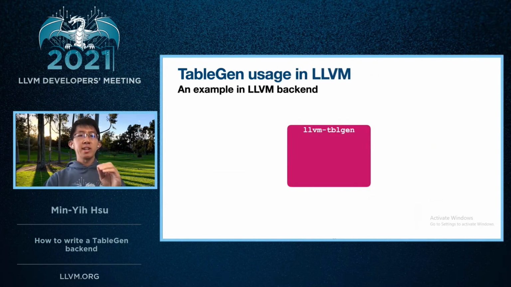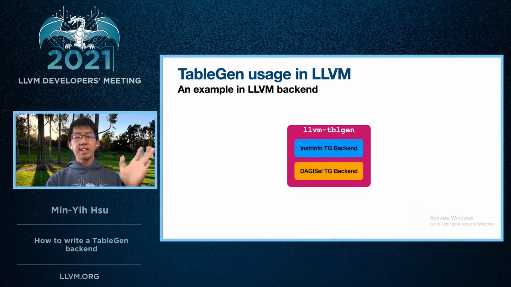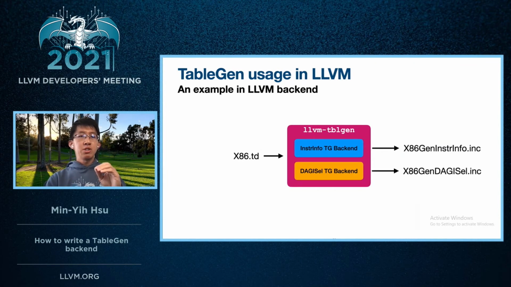Let's look at a real-world example before diving in. The LLVM TableGen program is the TableGen driver in LLVM. It contains many TableGen backends, like the InstrInfo and DAGISel backends listed here. Given an .td TableGen file, each TableGen backend can generate different output files. In this case, the output files are just normal C and C++ code. So this is how a TableGen backend and TableGen tool look in the real world.